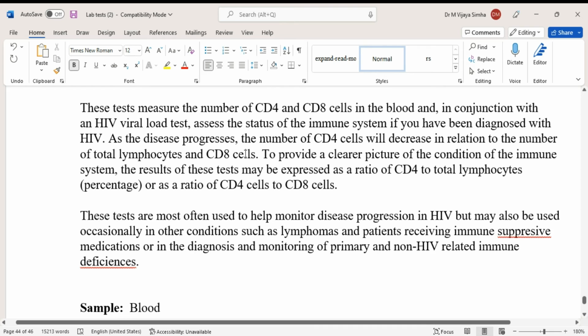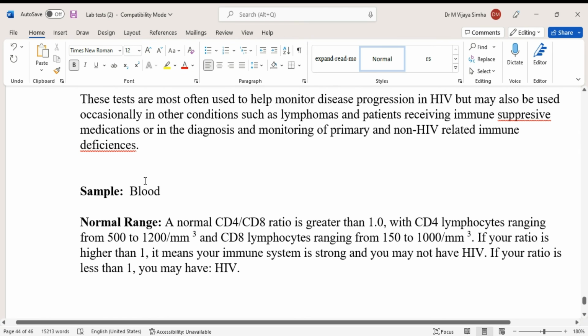The tests are most often used to help monitor disease progression in HIV, but may also be used occasionally in other conditions such as lymphomas, in patients receiving immunosuppressive medication, or in the diagnosis and monitoring of primary and non-HIV related immune deficiencies. Sample required: blood.